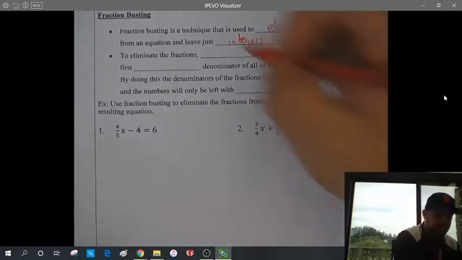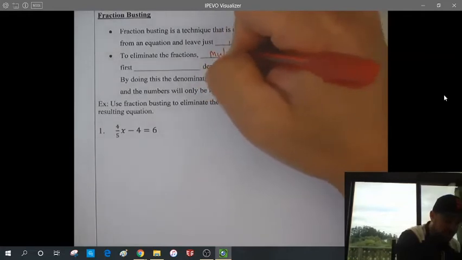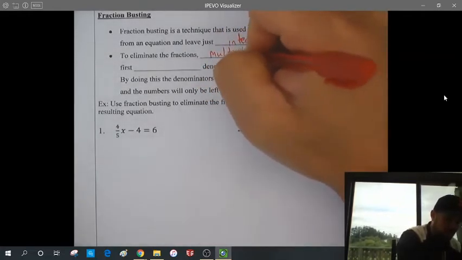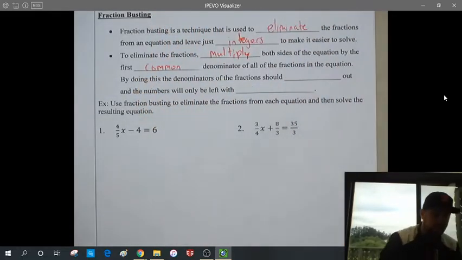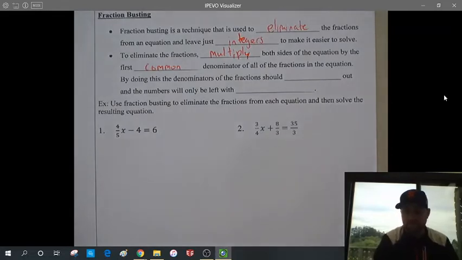So to eliminate the fractions and to do this fraction busting, we're going to multiply both sides of the equation by the first common denominator of all of the fractions in the equation. So we're basically going to look across the equation for all the fractions that are in there. Sometimes there might just be one fraction, sometimes there's multiple fractions, but we're going to multiply the entire equation, both sides, and all parts of the equation. So if there's 3 terms involved, 4 terms involved, 5 terms involved, every term has to get multiplied by that number. Because in order to keep the equation balanced, we have to do the same thing on both sides and to all parts of the equation.